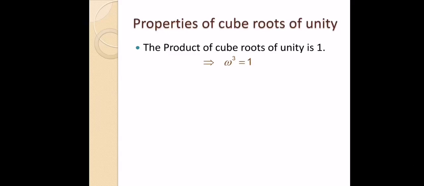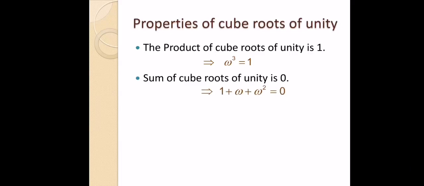Before using those properties, let's recall them one by one. The first one is that the product of cube roots of unity is 1. Since we know that the cube roots of unity are 1, omega and omega square, their product will be omega cube, and it is equal to 1. Similarly, the sum of cube roots of unity is 0. That is, we write 1 plus omega plus omega square is equal to 0.